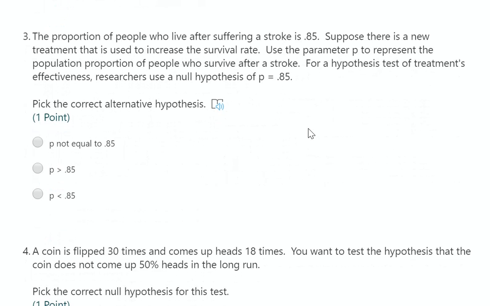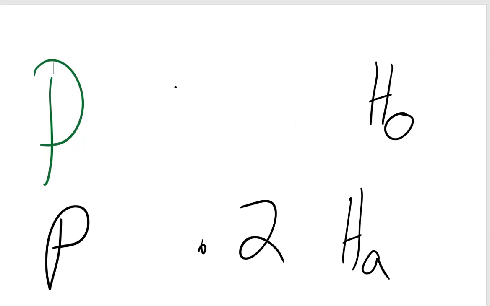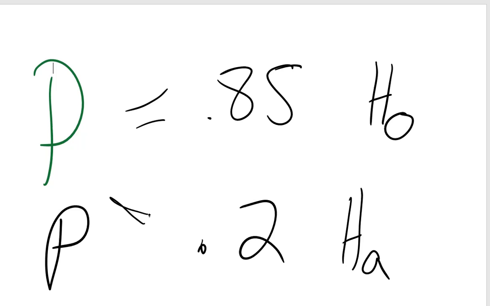The proportion of people who live after surviving a stroke is 0.85. Suppose there is a new treatment that is used to increase it. Right away, even if we jump down here, we see the null hypothesis is p equals 0.85. The alternative hypothesis, just remember, increase means greater than. So the null hypothesis equals 0.85, and we want it to be greater than, because we want more people living.